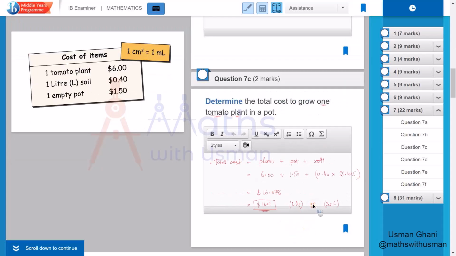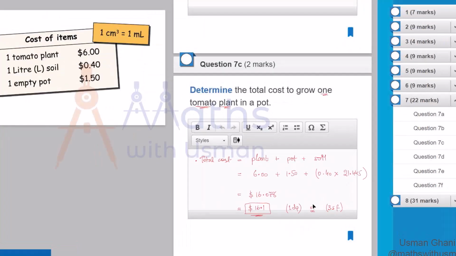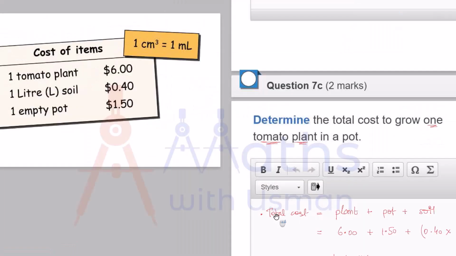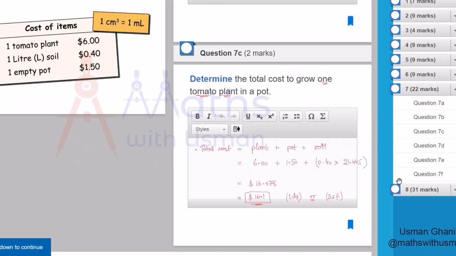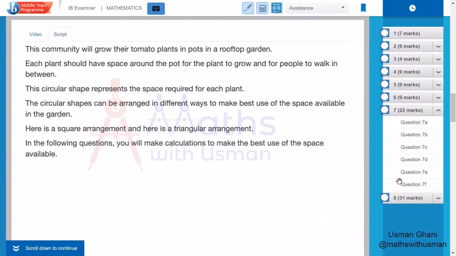Multiply. So when I multiply that and I get my answer, I can write it as 16.078, which to 1 decimal place or 3 significant figures, whatever, I think it's better to round it. That's 16.1. Okay, again, that's really simple. Moving forward, again, there's a video.